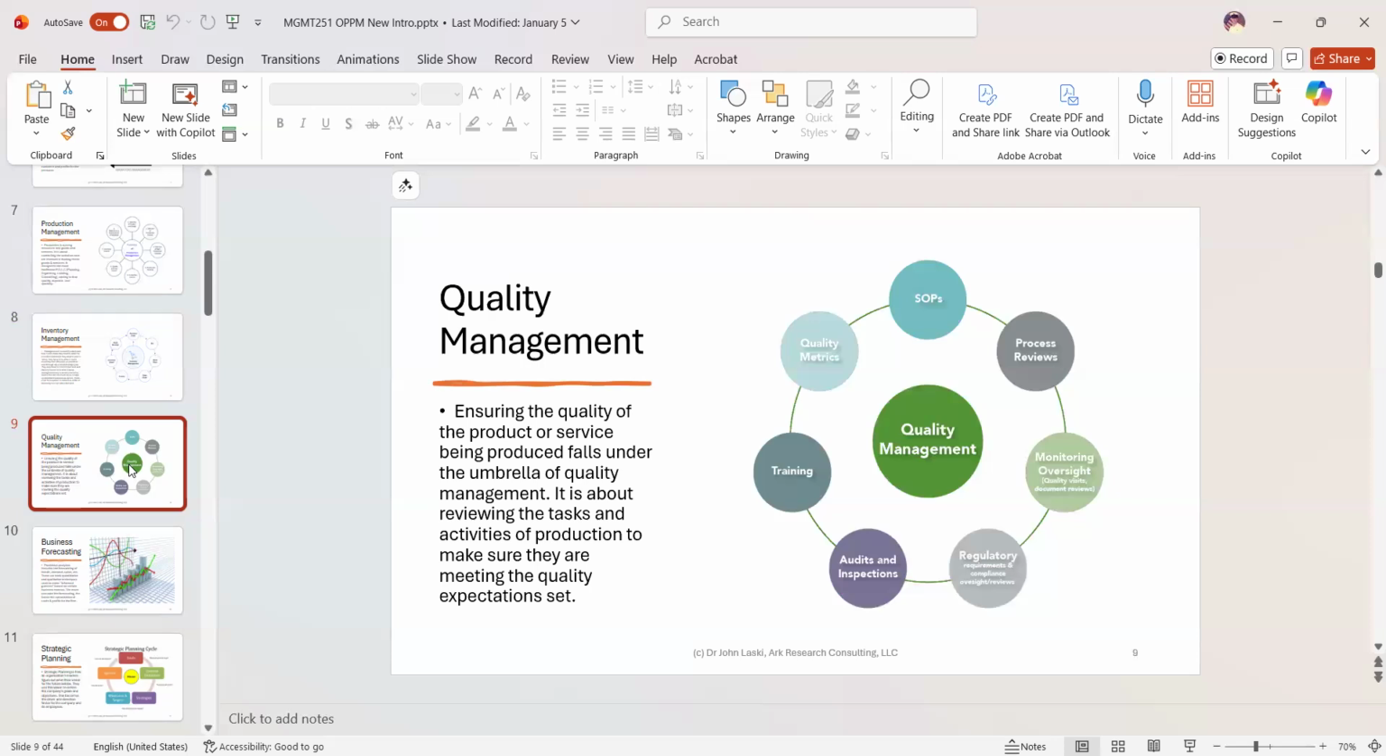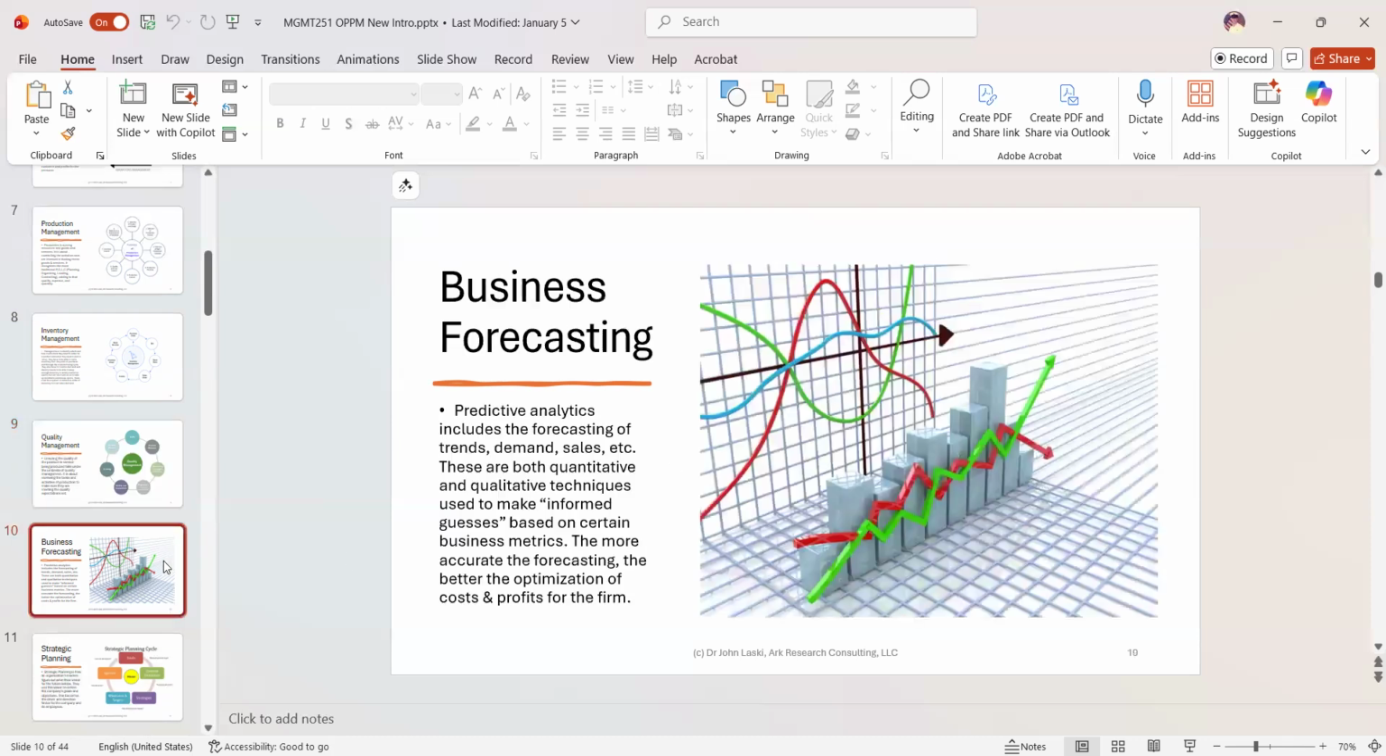The idea of quality management, and quality is kind of an abstraction. What is quality? For example, I want to buy a quality car. Well, what is that? A Benz? And what makes a Benz, Mercedes or other a quality car? It only breaks down 5 times a year instead of 10. That's the metric for quality. So ensuring the quality of the product or service being produced falls under the umbrella of quality management. It's about reviewing all of the activities, tasks, procedures, et cetera, to make sure that they are meeting the quality expectations forecast and set.